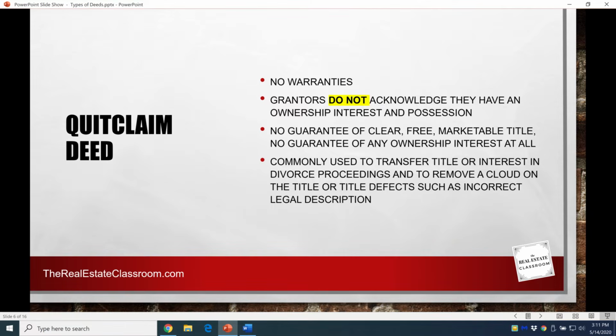All right, so another use of the quitclaim deed, it's commonly used in divorce proceedings where spouse A is awarded the property through the divorce proceedings, and spouse B then uses a quitclaim deed to transfer their ownership interest to spouse A. And it's also used in some jurisdictions to correct any kind of discrepancies that are found on the previous deed that conveyed title. For example, maybe an inaccurate legal description.